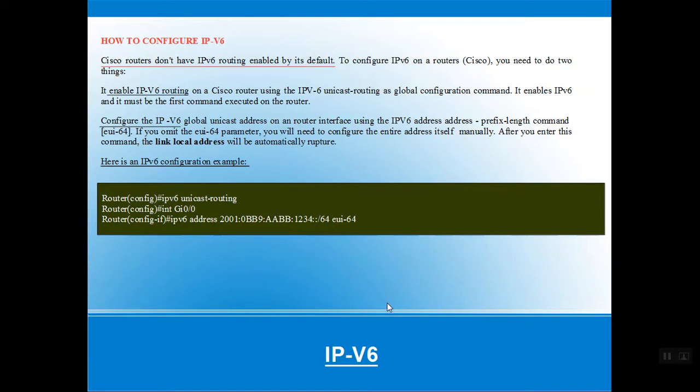Next, we are going to see how we can configure a router for IPv6. Same as IPv4, we have the Cisco routers. As we know, Cisco routers do not have IPv6 enabled by default.